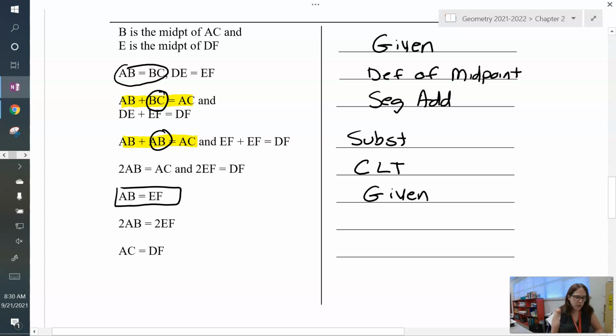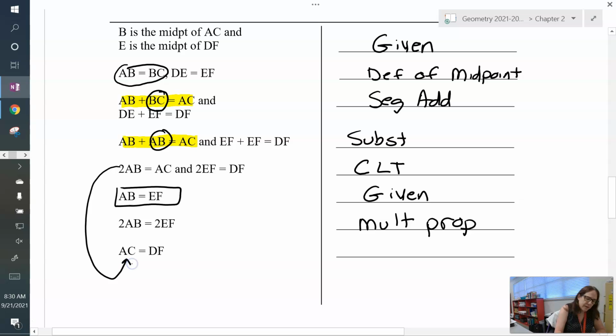Now we got 2AB equals 2EF. So both sides got multiplied by 2. This is your multiplication property. And I know from here 2AB equals AC, 2EF equals DF. So that's a substitution.